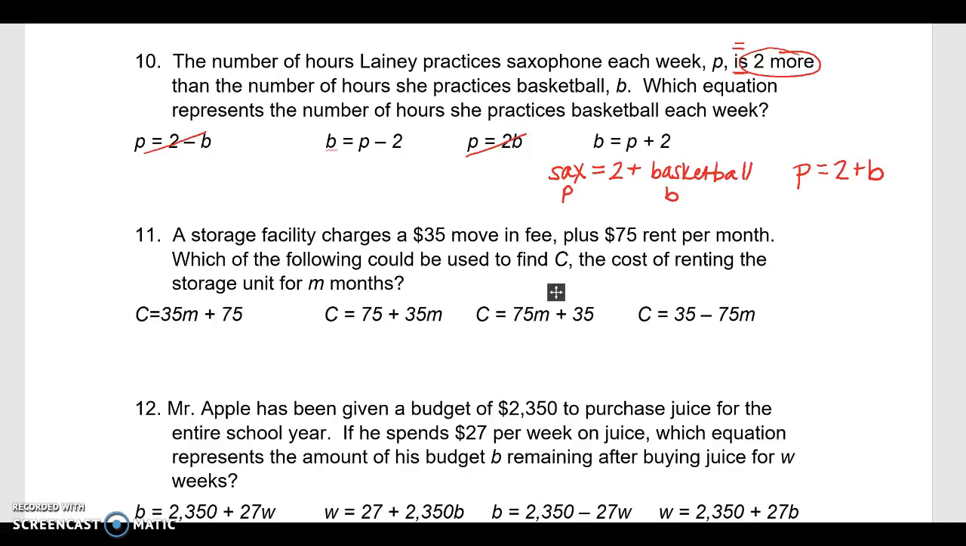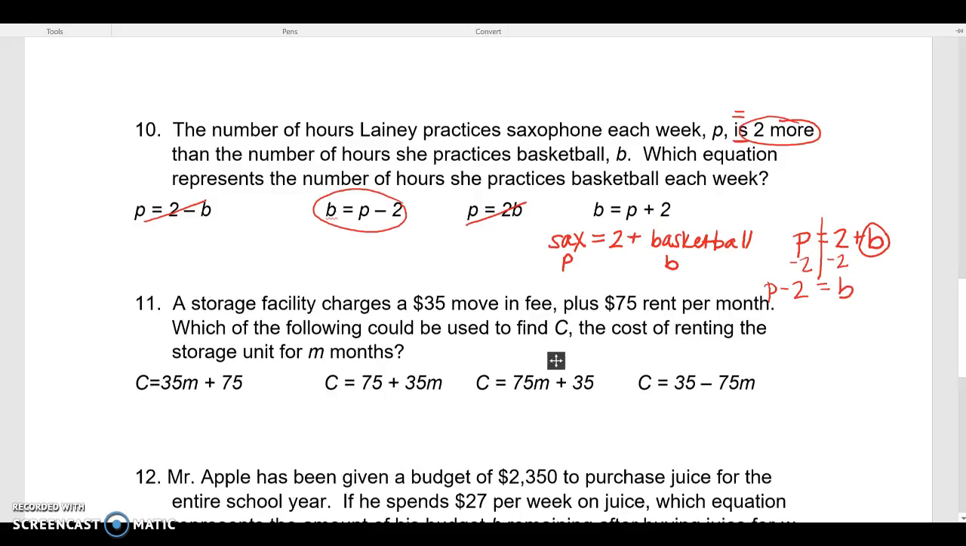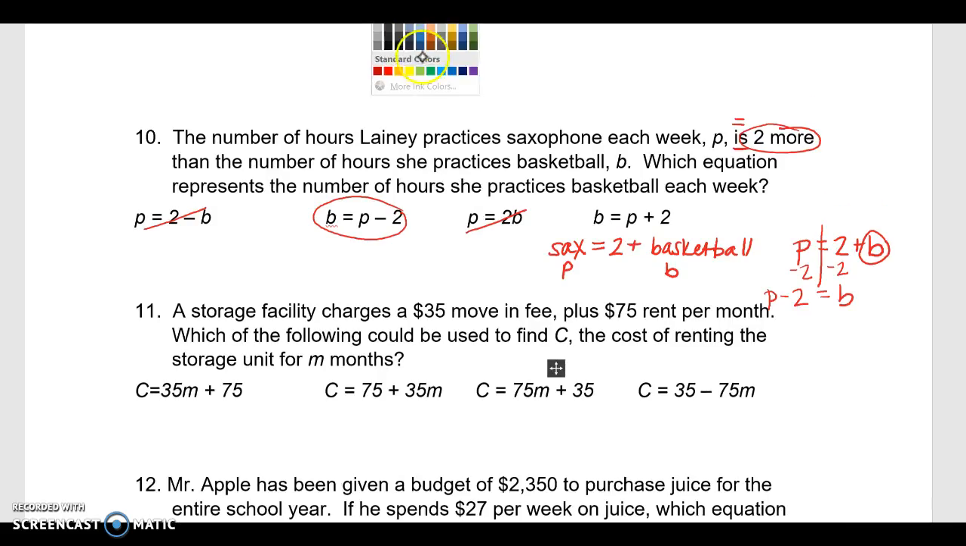So that means I need to get this B by itself. How do I do that? How do I get B by itself? Well, I need to get rid of 2. So to get rid of a positive 2, I'm going to do negative 2 or minus 2. So P minus 2 equals B. Do I see that? I do. That one was a tricky one, right? Good job though, guys. All right, let's take a look at the next problem.